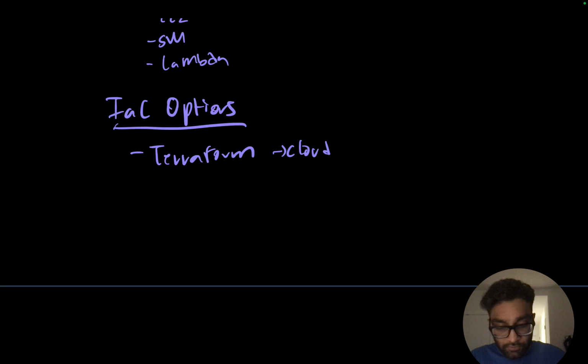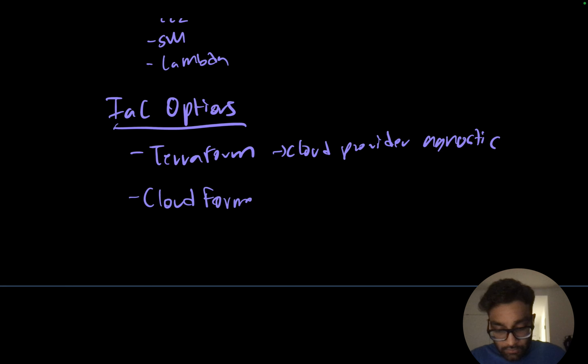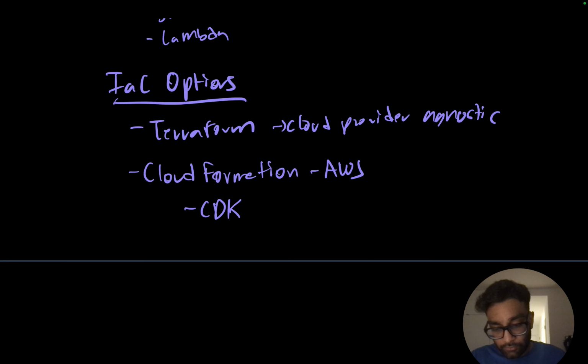So there's AWS support, but I believe there's support for other cloud providers as well. The one we'll work with specifically today, because we're in the SageMaker ecosystem, is CloudFormation. This is provided by AWS. There's also a similar service or feature known as the CDK, which you might hear of.